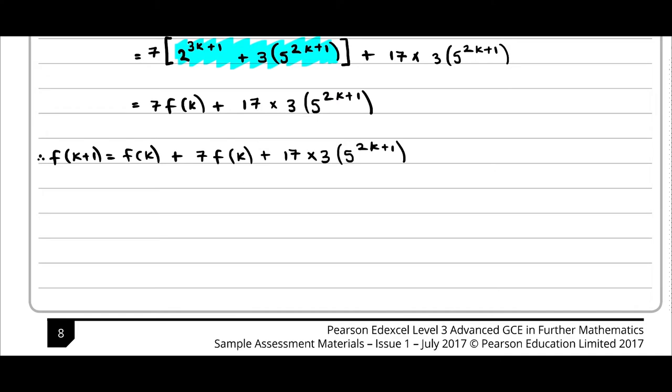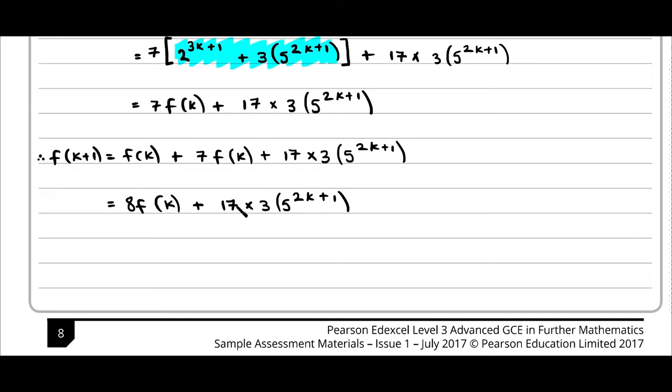Okay, f of k plus 7f of k, that's 8f of k. And then we have 17 times by 3 lots of 5 to the power of 2k plus 1. And we know that f of k is divisible by 17, and therefore 8 lots of this will be divisible by 17. And because 3 lots of 5 to the power of 2k plus 1 times by 17 is a multiple of 17, this bit over here is divisible by 17. We already know this bit's divisible by 17, and therefore this entire thing is divisible by 17.